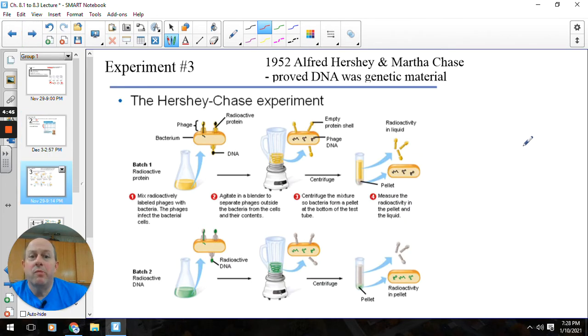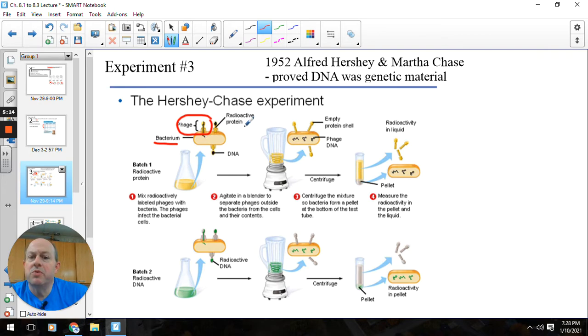Fast forward 8 more years, now we have Hershey and Chase, and they did their famous blender experiment. They took viruses. We know viruses and bacteria are the little lions and hyenas of the microbial Disney World, so to speak. They're always fighting against each other, and sadly, we sometimes as humans get in the way, as we are in COVID right now. But the viruses would infect the bacteria.